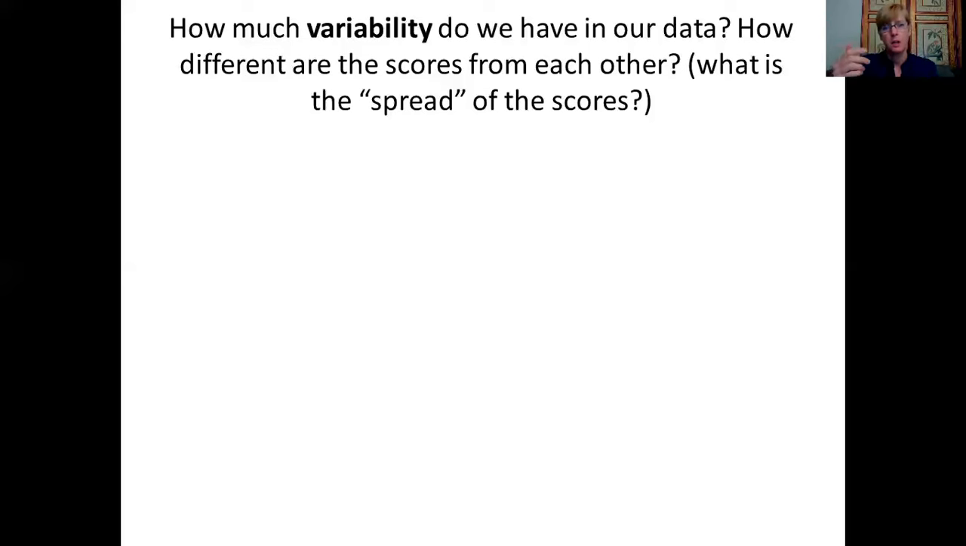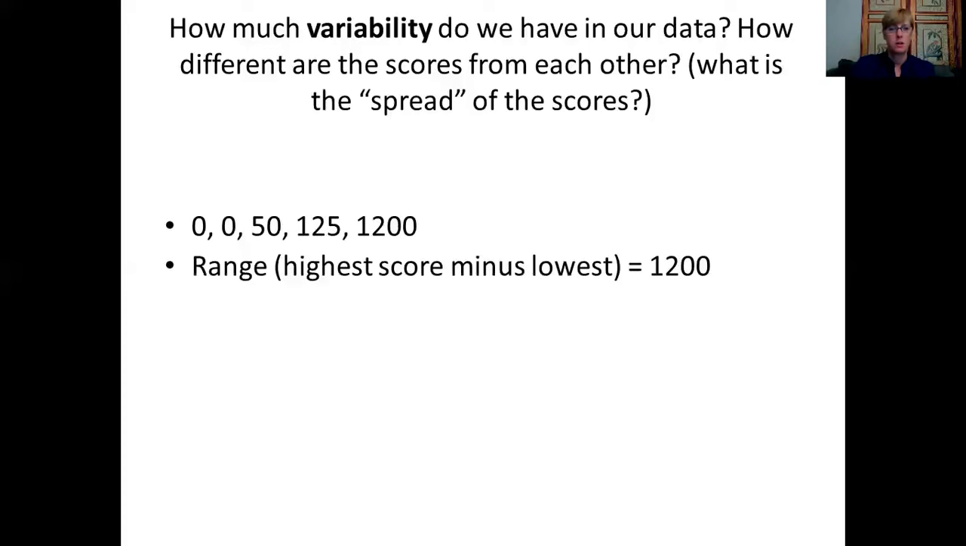And there are a couple of measures we can do. The first one is called the range. This is what's the range of score? Well, if you take the highest minus the lowest, you get the range. It's 1,200.